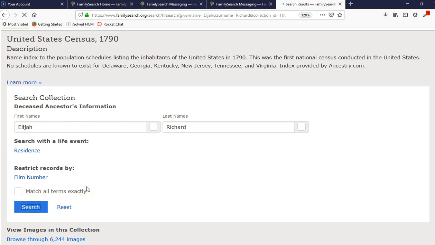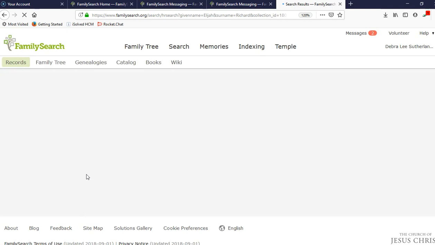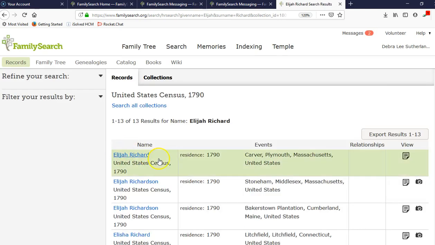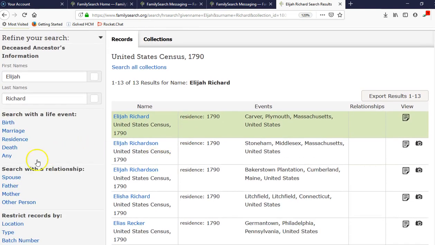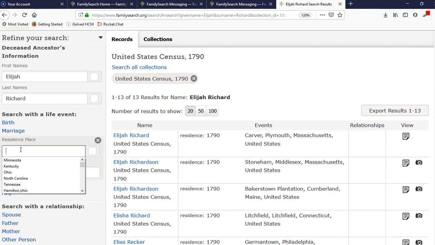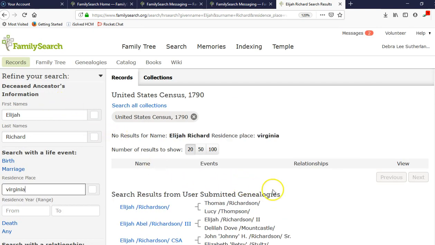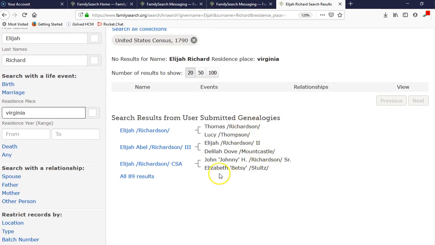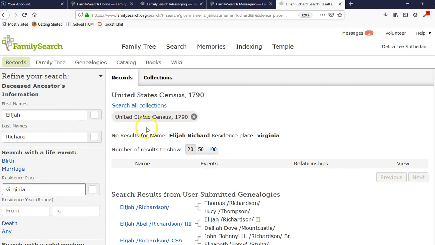So in 1790, we're going to look and see Elijah. I do know there are some Elijahs in the 1790 census. I'm going to put in Virginia because that's where he would have been at that time. Now see, these are Richardsons that are coming up as genealogy searches. Okay, Elijah in 1790 had not been born yet.